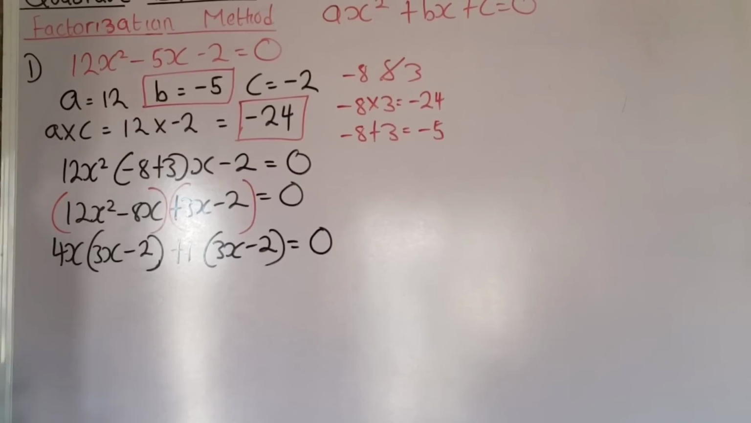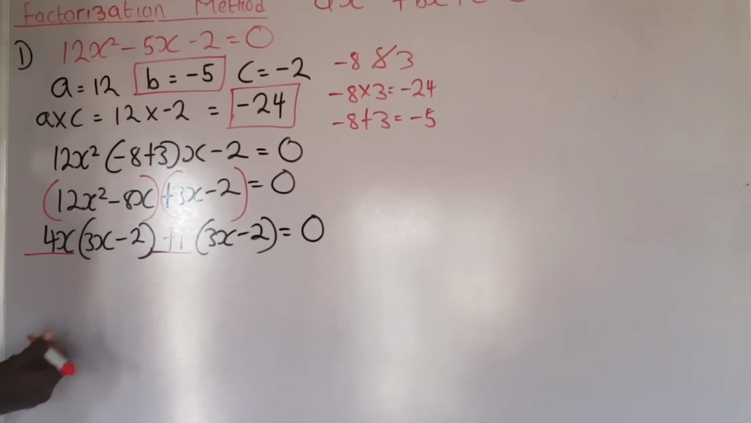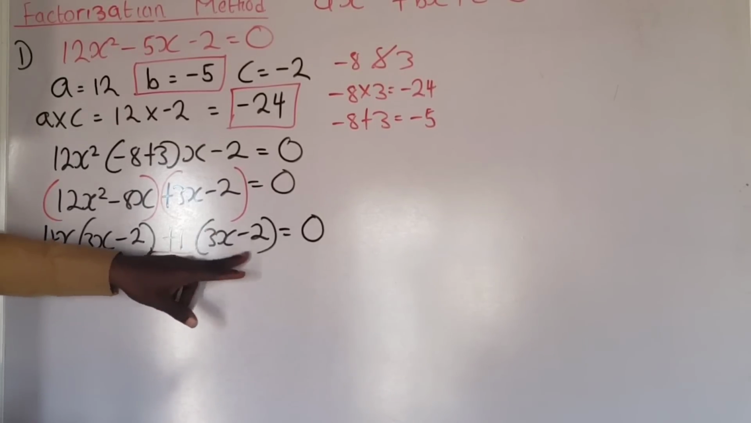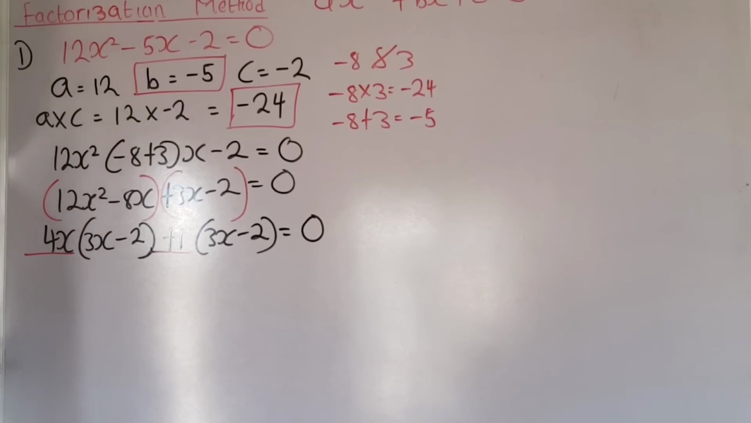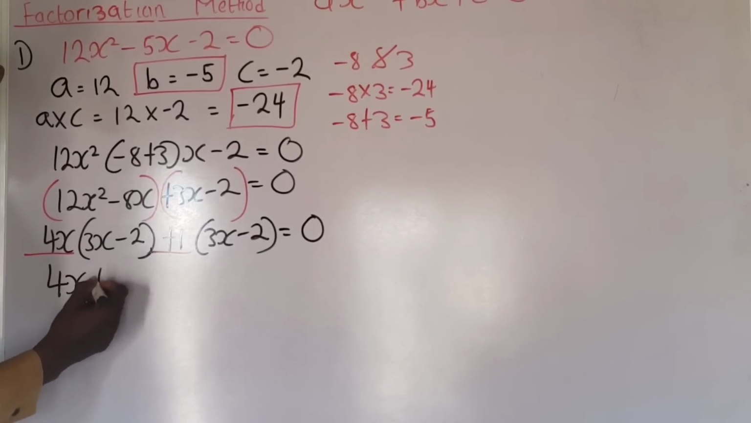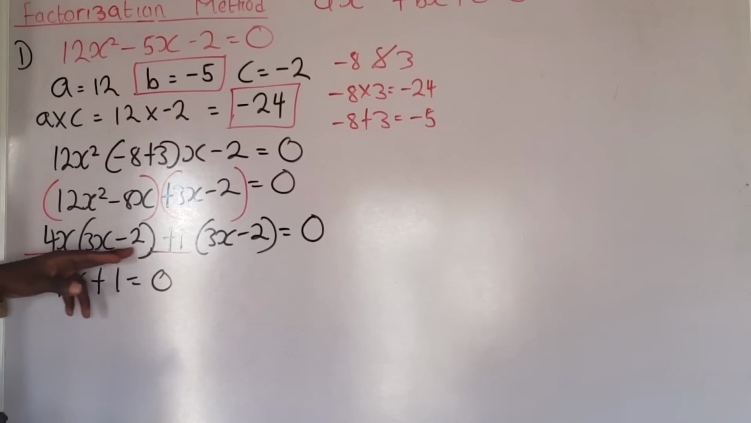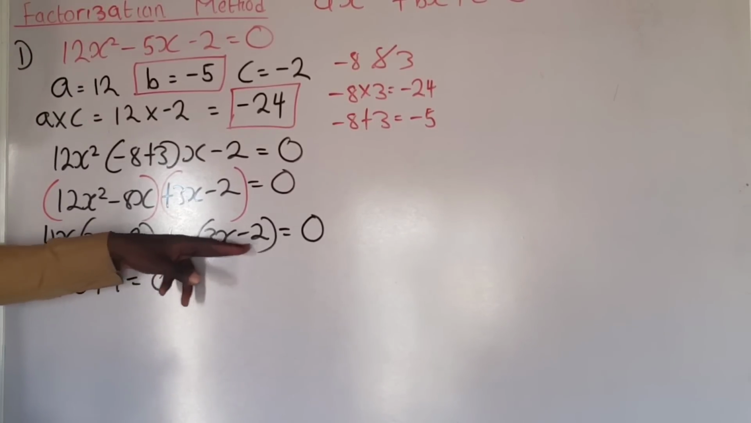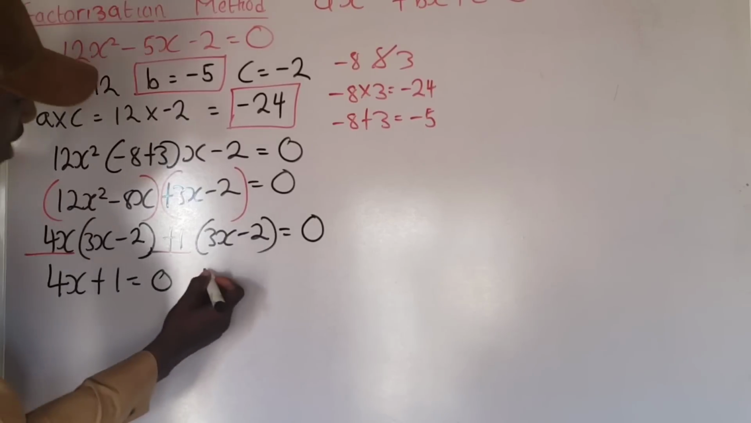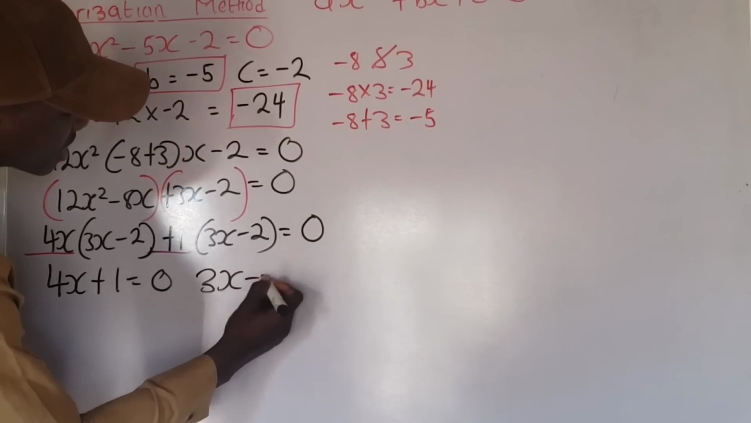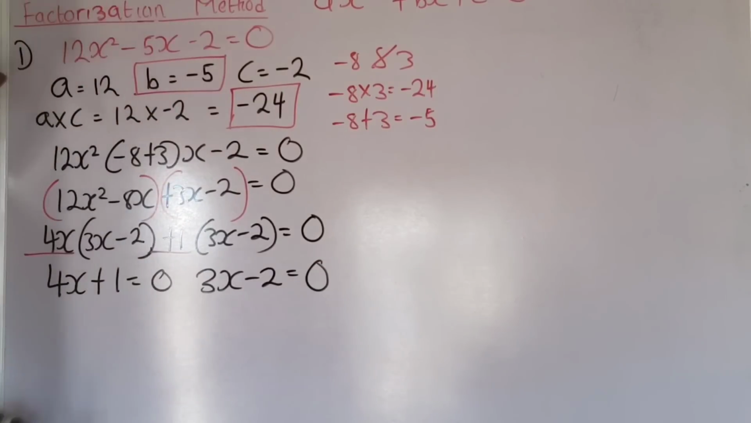Okay? Now, having gotten here, we are going to sum the common factors together. The common factor of this bracket is 4x, and the common factor of this bracket is plus 1. So I'm going to have 4x plus 1 equals 0. You understand? Now, you can see that the value in this bracket is the same as the value in this bracket. So I'm going to take 3x minus 2 equals 0. Now we have gotten it.